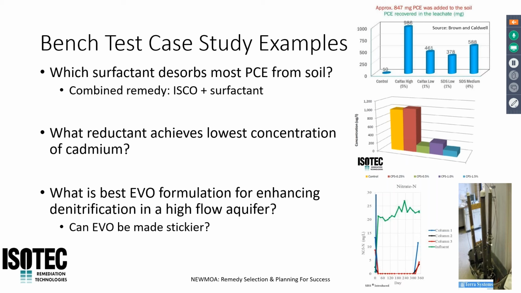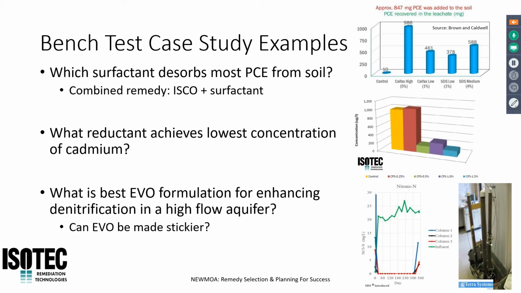This middle one was looking at cadmium, and the last case study looked at using different reducing agents for chromium. Those are pretty commonly applied, but cadmium is more difficult to precipitate out. So this was looking at different reductants and different reductant dosages, and which one can achieve the lowest concentration for cadmium.